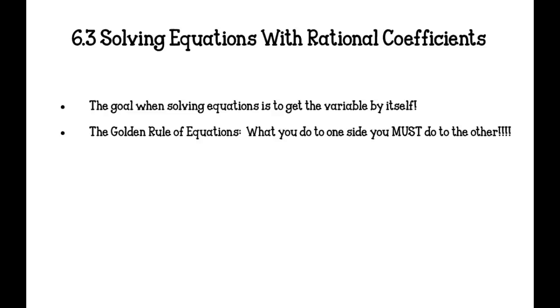Lesson 6.3 is solving equations with rational coefficients. And just a reminder that we're still trying to get x by itself. The goal when solving equations is to get the variable by itself. It won't always be x, sometimes it might be y, k, j, who knows. The golden rule of equations, at this point you guys know this, is that what you do to one side, you must do to the other.